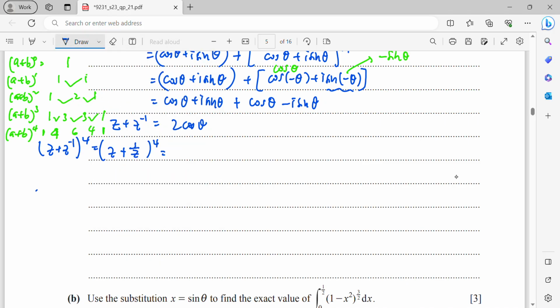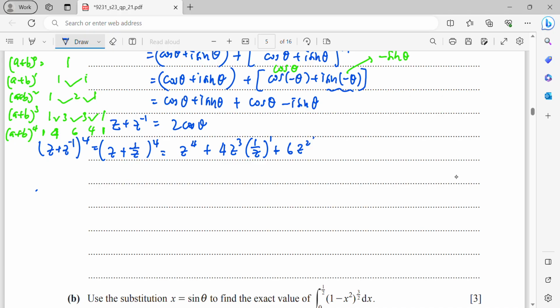So my first term is z degree 4, the coefficient is 1. Then the coefficient for the next term is 4, z cubed 1 over z degree 1. So we always drop 1 degree from the first term and increase 1 degree from the second term. So now my next term is going to be z squared.